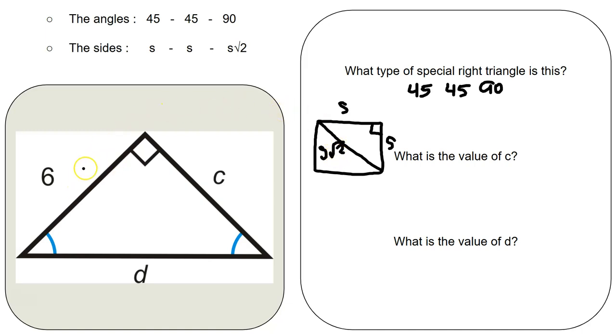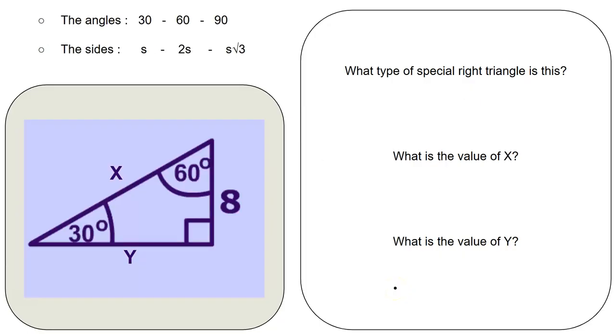So when we look at this triangle, we see that we have side, side, and then the hypotenuse, which is side times the square root of 2. Therefore, the value of C is equal to 6, and the value of D is equal to 6 times the square root of 2. We can quickly solve for special right triangles knowing these special features.